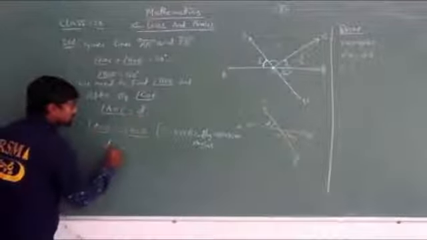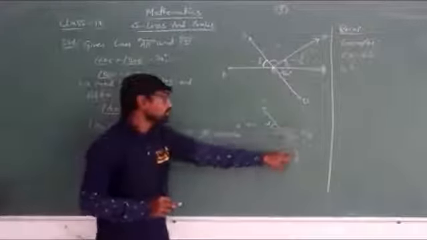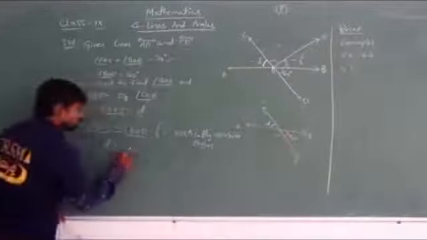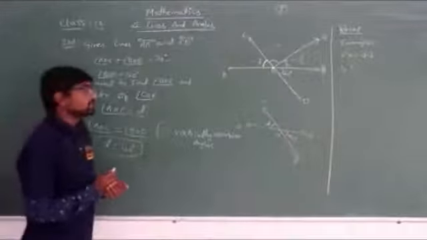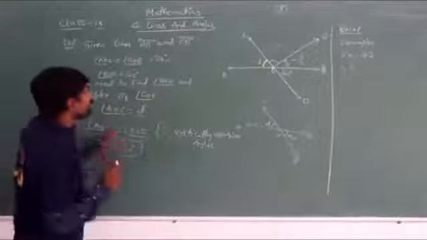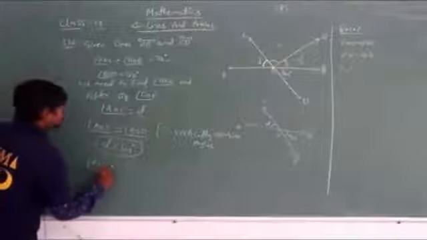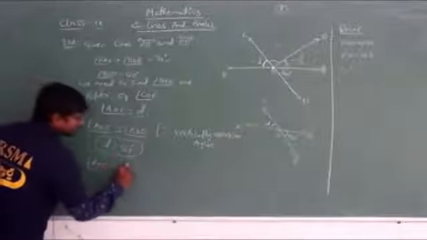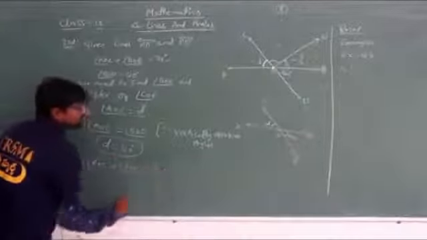It is represented by D. And what about BOD? He had given in the question angle BOD is 40 degrees. Therefore, the D value we have got is 40 degrees, isn't it? Now again coming to the question, what he asked: angle AOC plus angle BOE is equal to 70 degrees.